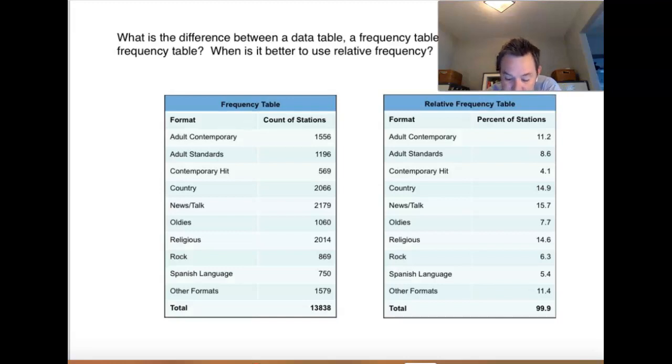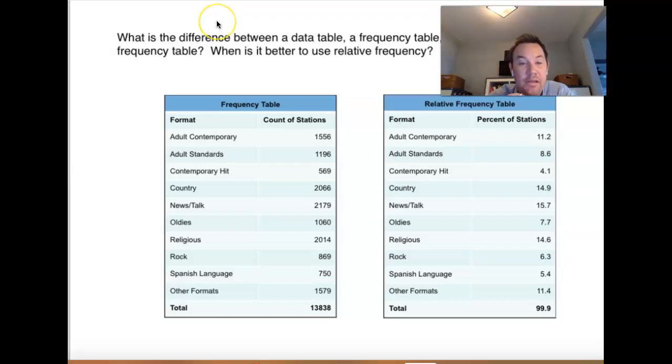All right, what's the difference between a data table, a frequency table, and a relative frequency table? When is it better to use relative frequency? All right, so to illustrate this, I have a couple tables. I don't have the raw data, but I have a frequency table and a relative frequency table. These are tables that represent the style of radio stations in the United States, right? So you can see the total number of radio stations is 13,838. A data table is when we are just looking at raw data.